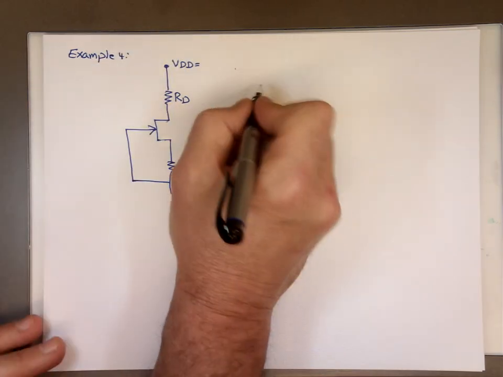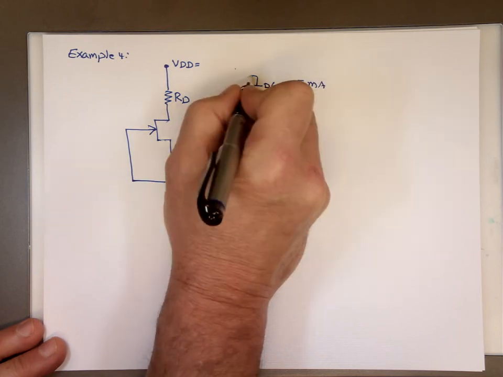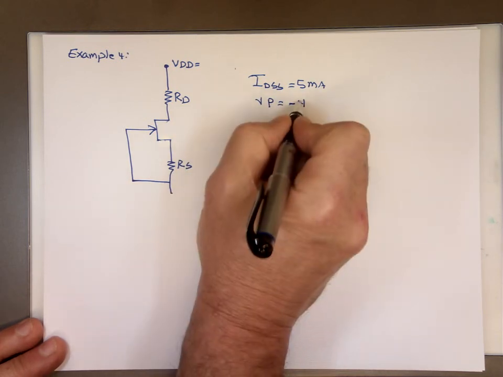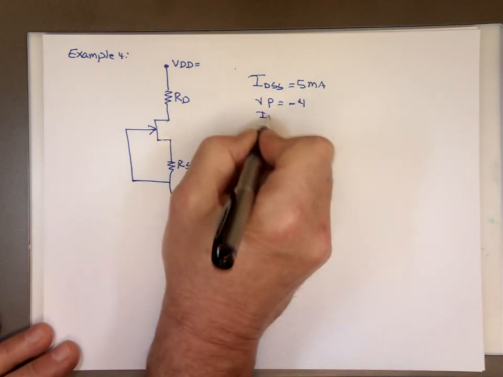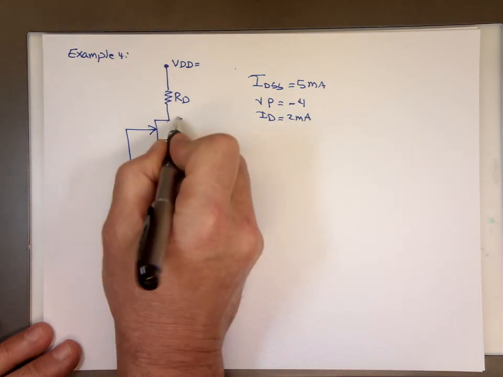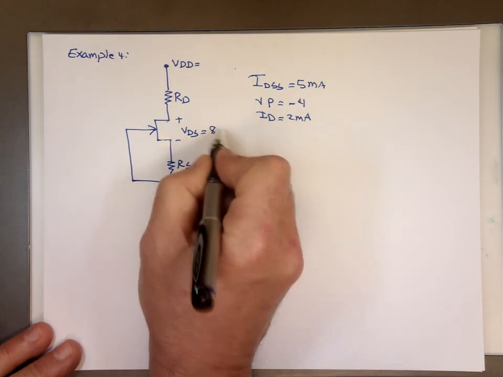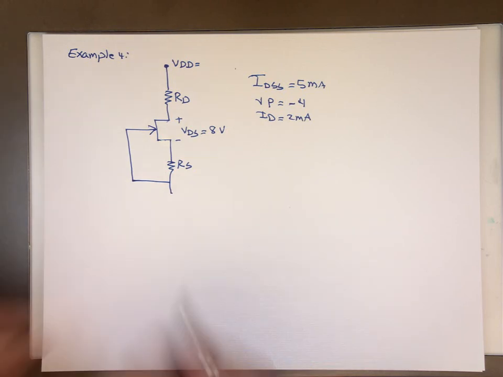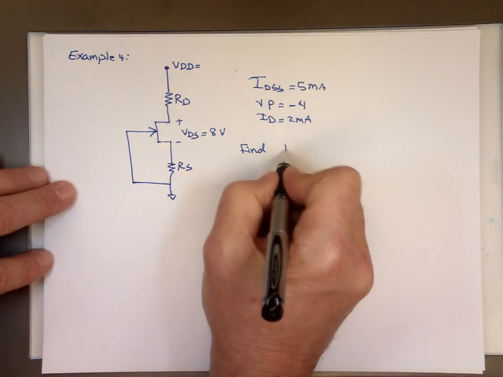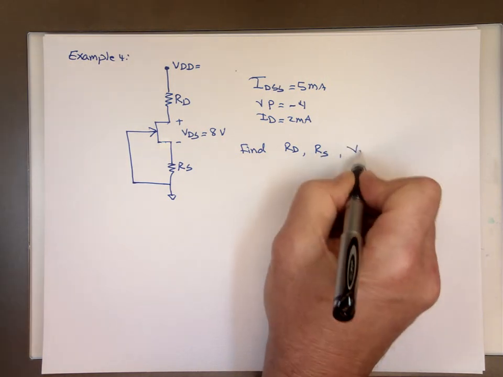We know I sub DSS equals 5 milliamp. I'm giving you that. Given these things: pinch-off voltage is negative 4 volts, I sub D is equal to 2 milliamp, and VDS, that's the voltage right here, equals 8 volts. Let's find R sub D, R sub S, VD, VS.